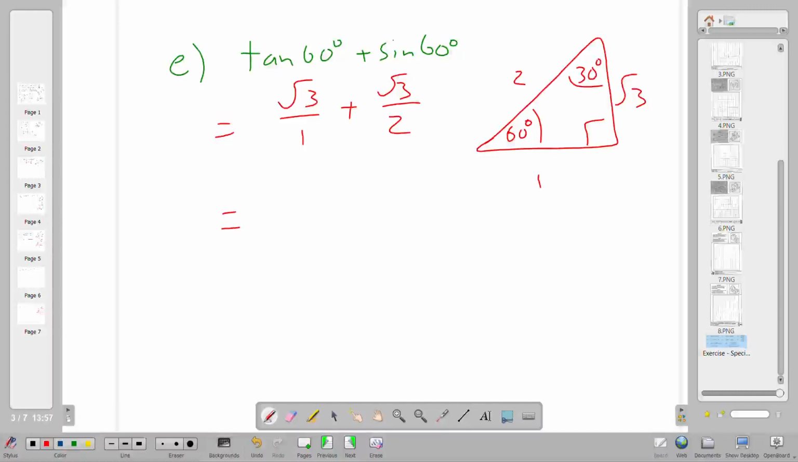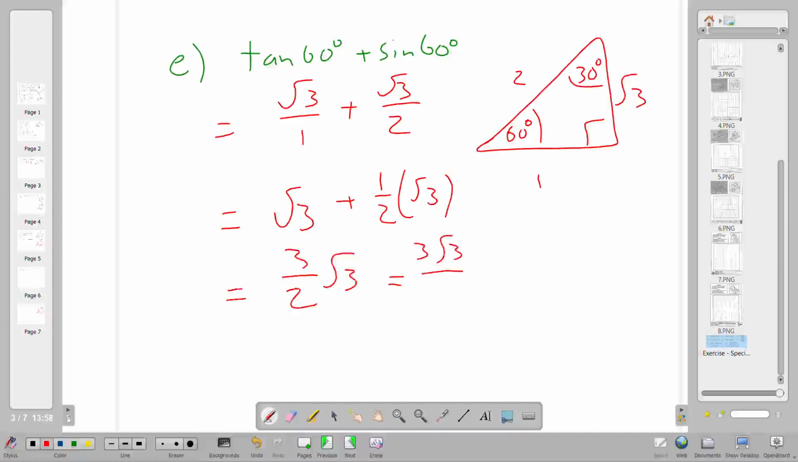Let me just see if we need to simplify it. Yeah, so we can just add them together as 3 root 3 over 2. Right, because this is a whole root 3 and this is half root 3. I'll just rewrite that so you can see where I'm coming from. This is root 3 plus, I'll rewrite it as a half root 3. So 1 plus a half is 3 over 2 root 3. So I'll just rewrite it as 3 root 3 over 2.